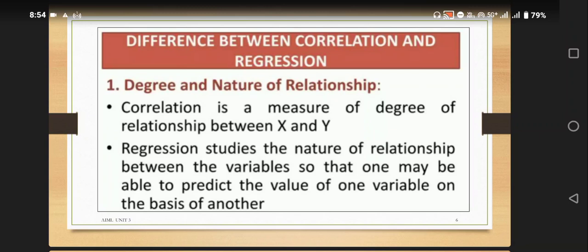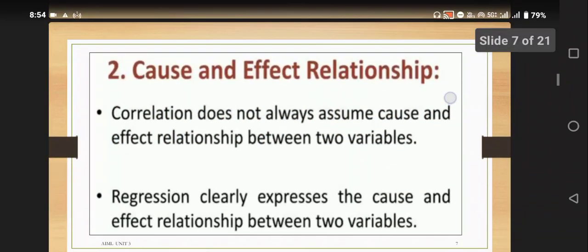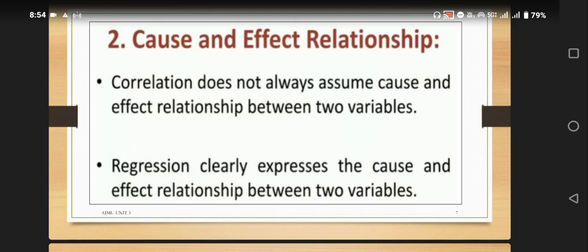The first one, degree and nature of relationship. Correlation is a measure of degree of relationship between the two variables x and y. Regression is the nature of relationship between the variables so that one may be able to predict the value of one variable on basis of another. The second one, cause and effect of relationship in correlation as well as regression. Correlation does not always assume cause and effect relationship between two variables. But regression clearly expresses the cause and effect relationship between two variables.